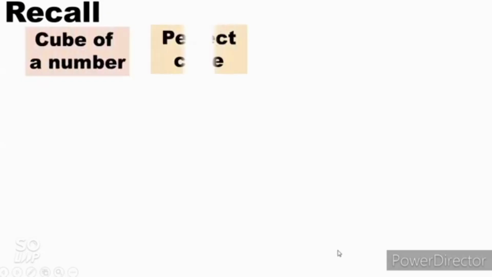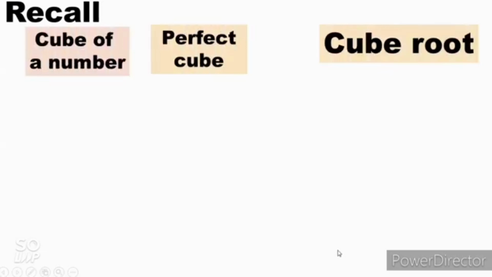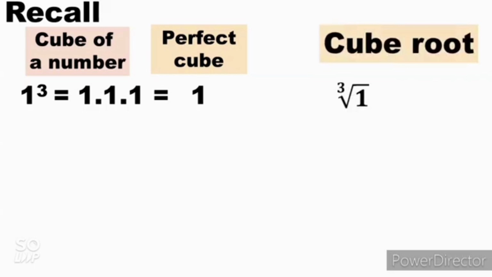Recall muna natin ano ba yung cube of a number, perfect cube and cube root. Okay, so isa-isahin natin lahat yan. Cube of a number, for example, 1 cube, it means that you multiply 1 3 times. We have 1 times 1 times 1. Then it is equal to 1. 1 is a perfect cube. To get the cube root, we have the cube root of 1 and the answer is 1.